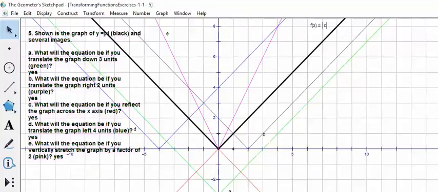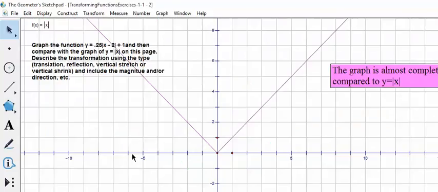Now we're going to move on to the second page. There's page tabs at the bottom. Okay, the second one, this is the absolute value function. And the absolute value function looks like a V. Now again, this is the parent. This is just y equals absolute value of x, or f of x equals the absolute value of x. So that's our parent function.